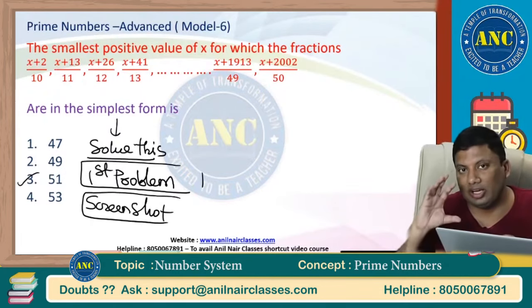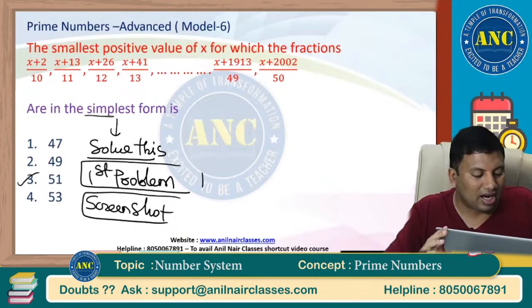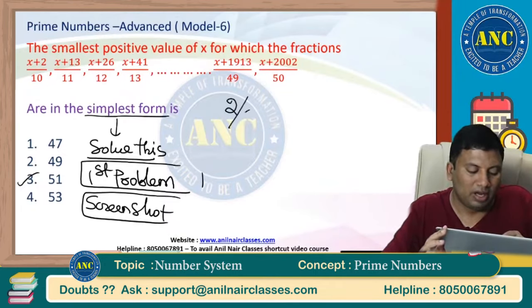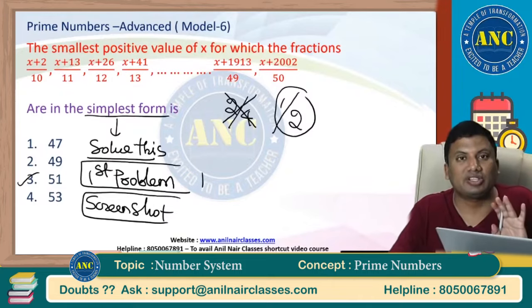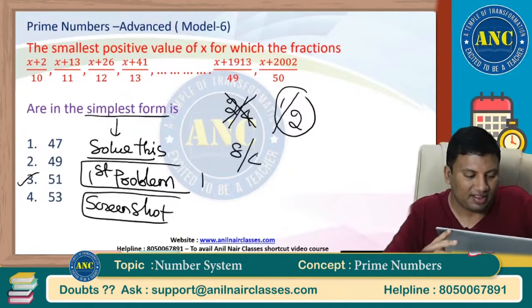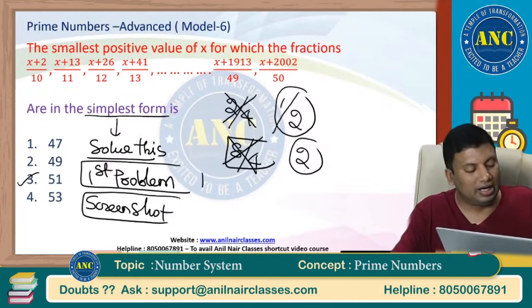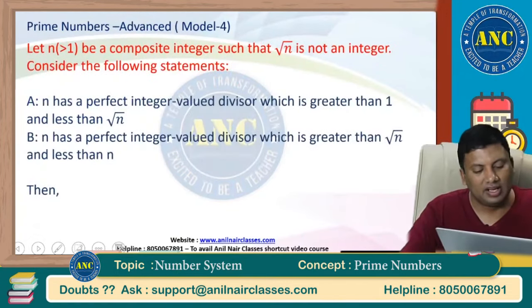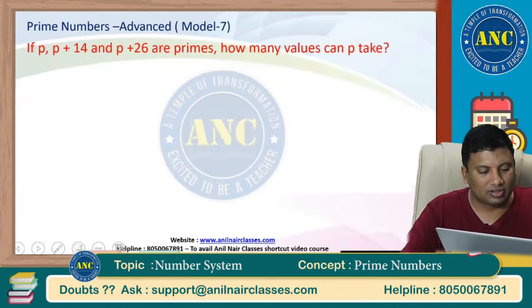The idea is to tell you whether you are able to recognize the logic of the simplest form. 2 by 4 and 1 by 2: 1 by 2 is in its simplest form, 2 by 4 is not in its simplest form. I hope the idea is clear. 8 by 4 is 2. 2 is in its simplest form, 8 by 4 is not in its simplest form. This question we have already seen, and these also we have seen.